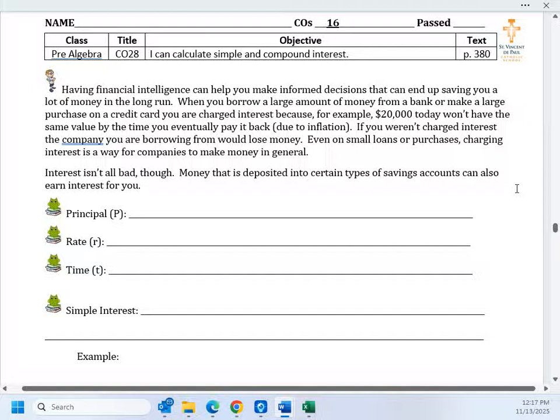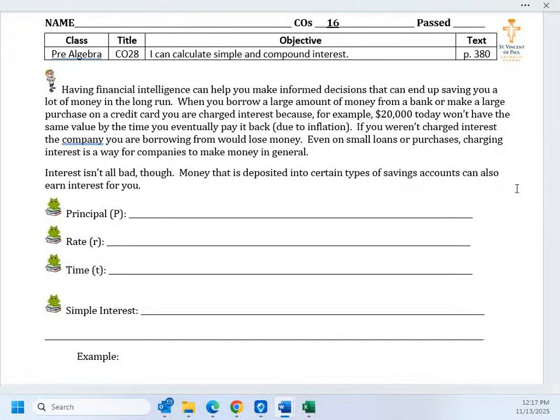Good afternoon. Today we are doing our last objective in Unit 4, CO28. I can calculate simple and compound interest.